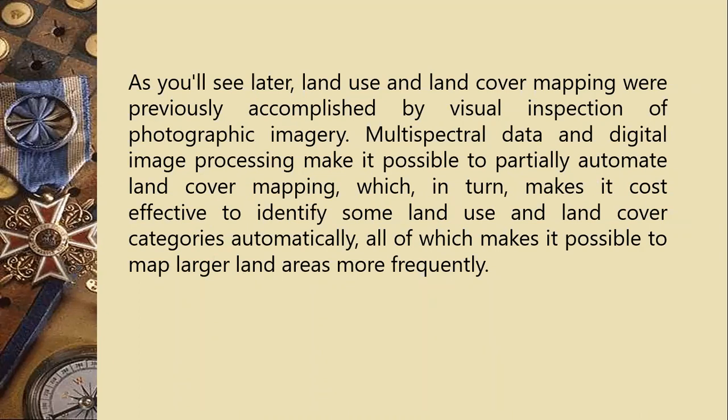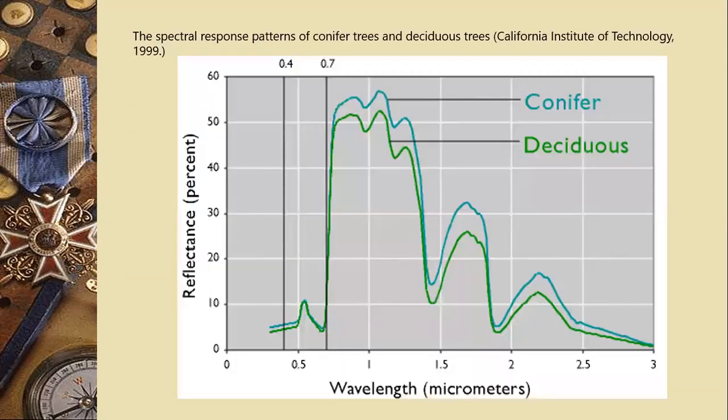As you will see later, land use and land cover mapping were previously accomplished by visual inspection of photographic imagery. Multispectral data and digital image processing make it possible to automate land cover mapping, which in turn makes it cost effective to identify some land use and land cover categories automatically, making it possible to map larger land areas more frequently. So these are the spectral response patterns of coniferous and deciduous forest.